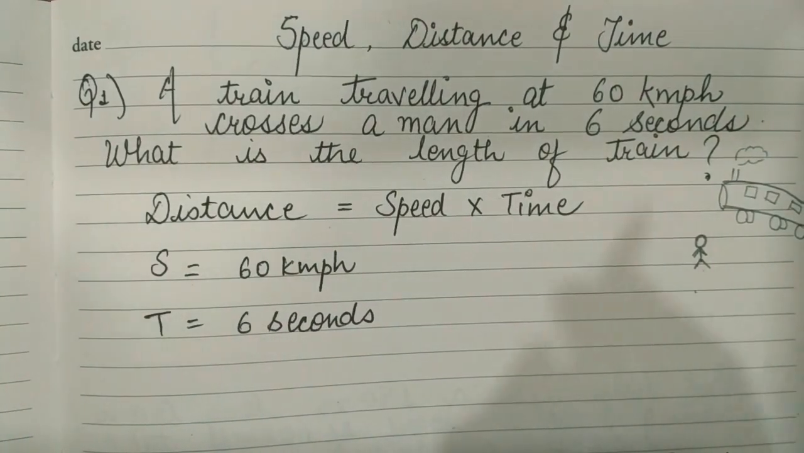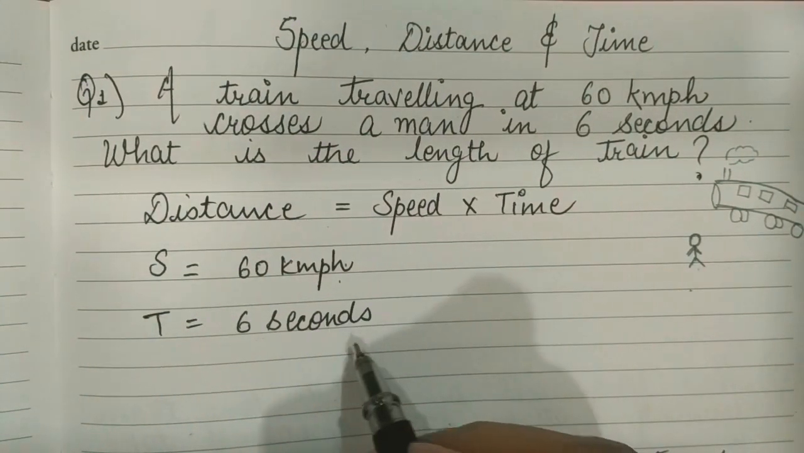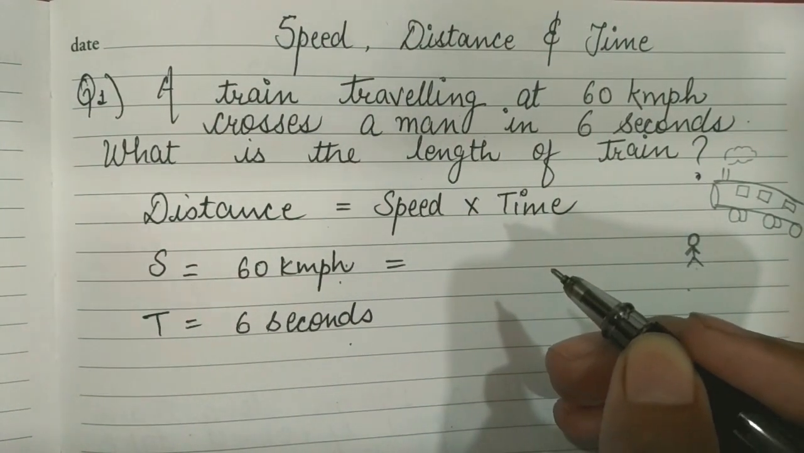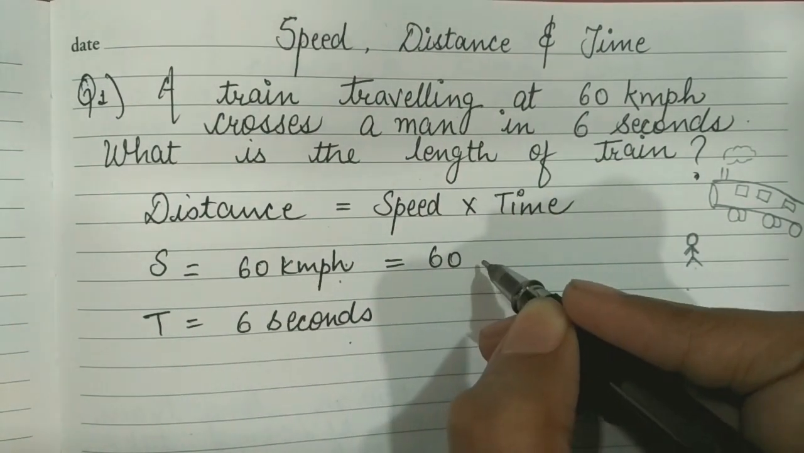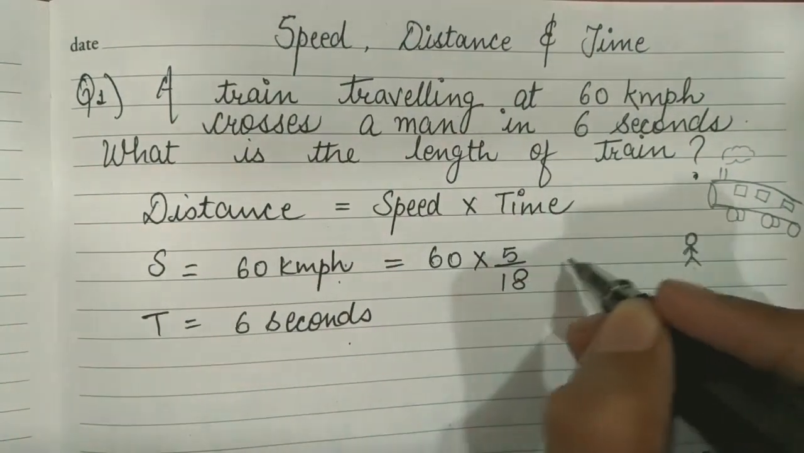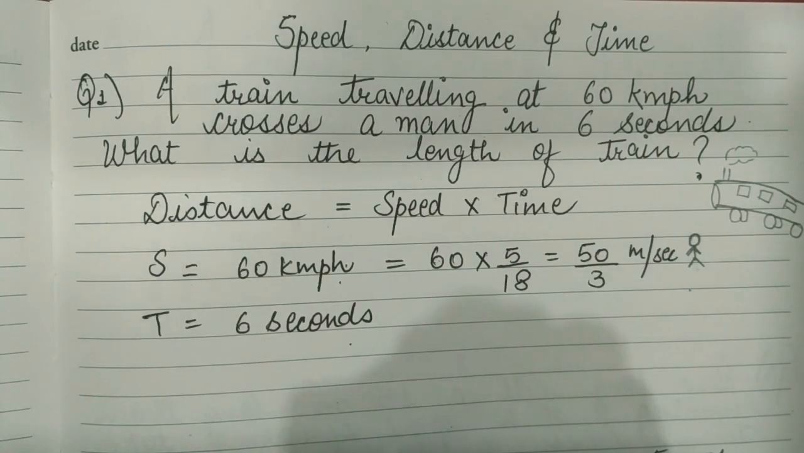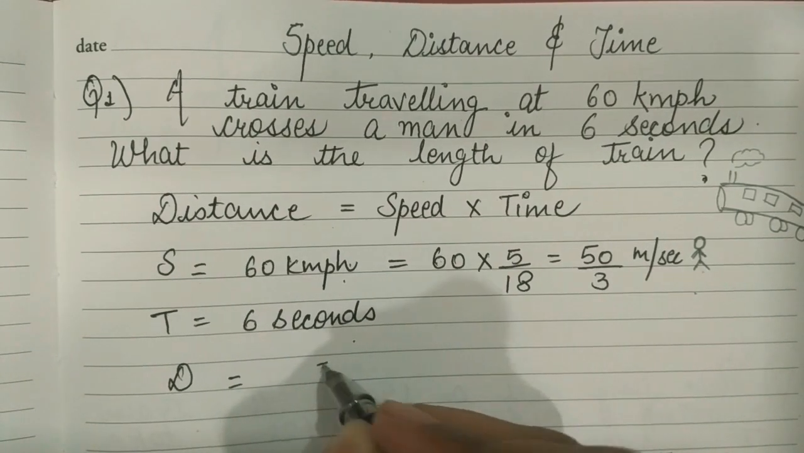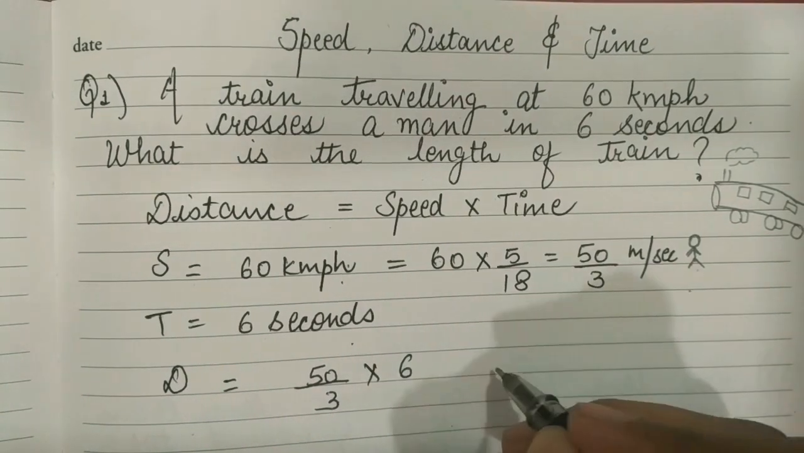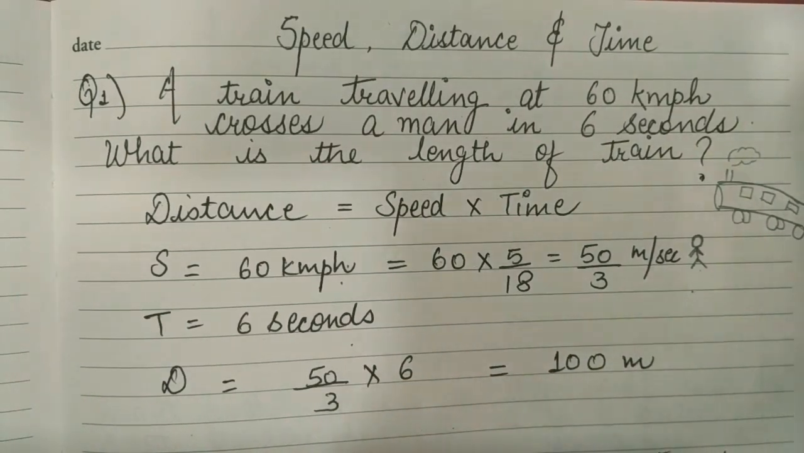Before doing the calculation, please observe that the units of both should be the same. Here the unit of speed is in hours, but the time is in seconds. So first we are going to convert it into meters per second. The basic rule to convert into meters per second is to multiply by 5 by 18. So it will become 50 by 3 meters per second. Now the distance equals speed, that is 50 by 3, multiplied by time, that is 6 seconds. So the length of the train will come as 100 meters.